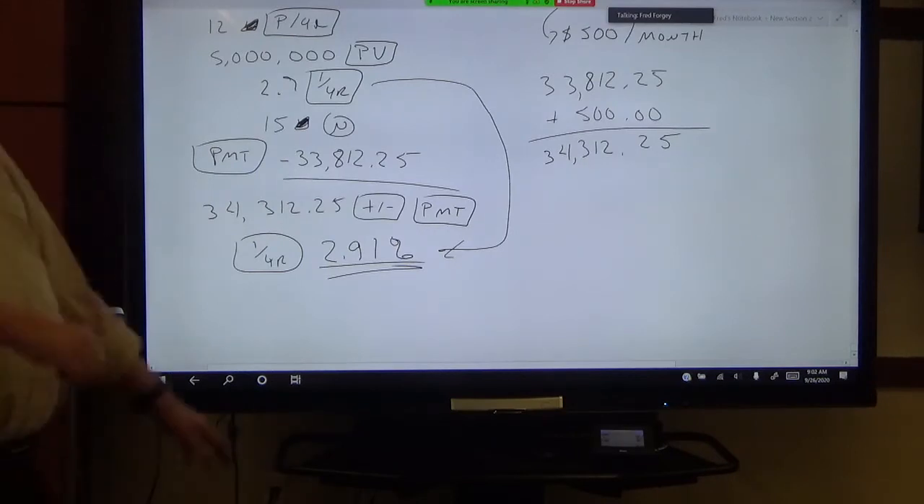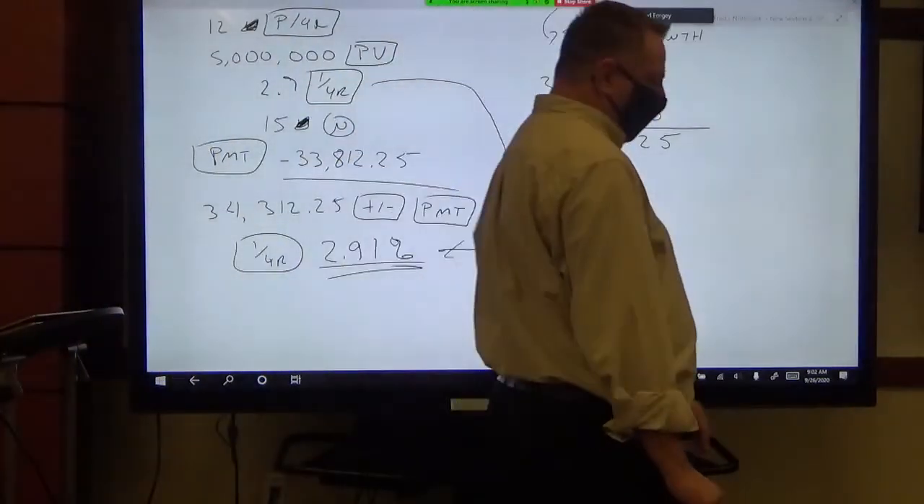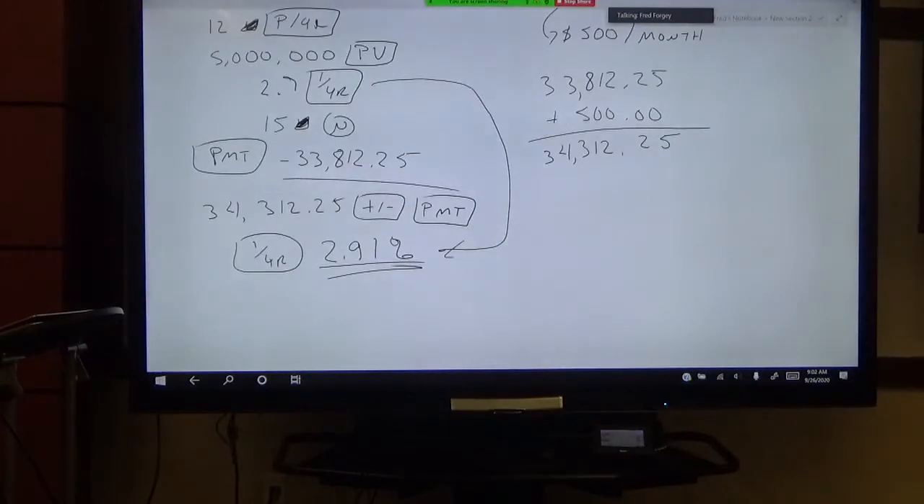Now, of course, that's making the assumption that the borrower keeps the loan for the full 15 years and so forth, so on. But nonetheless, it increases their overall yield. Does that make sense, everybody? Yes or no? Okay.